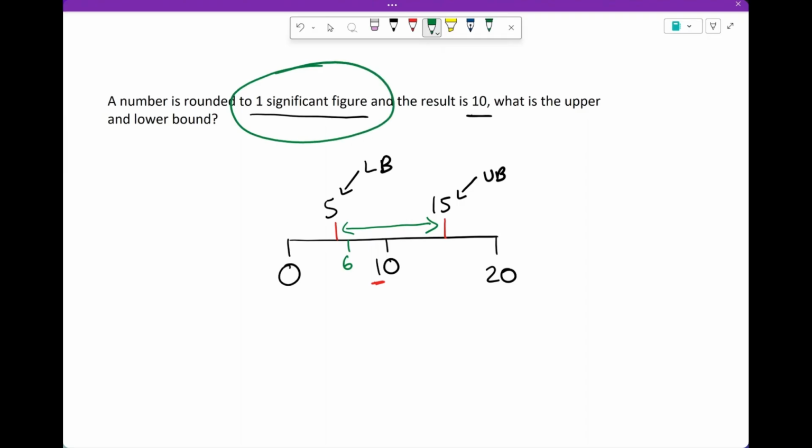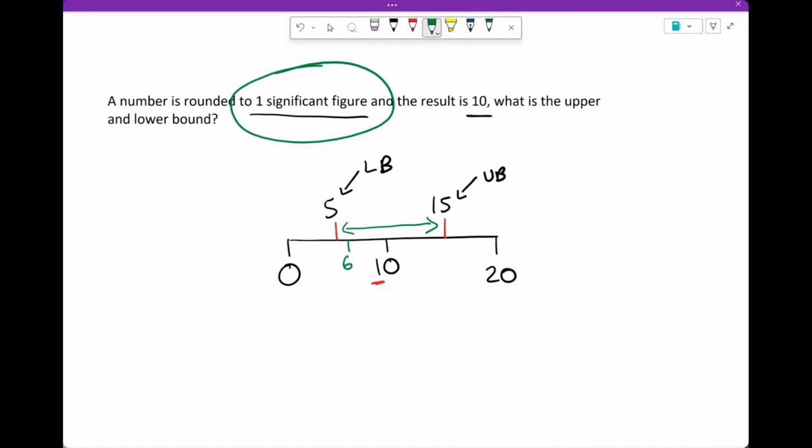However, 6 is already rounded to one significant figure. If you round to one significant figure, you just get 6. So 5 being the lower bound doesn't make sense. Okay, so this method has failed. This has not got me the correct answer.